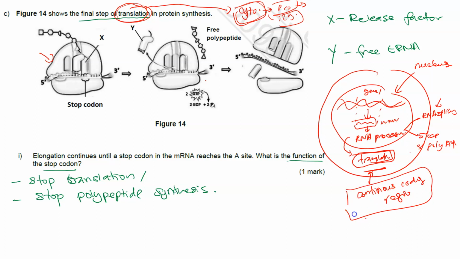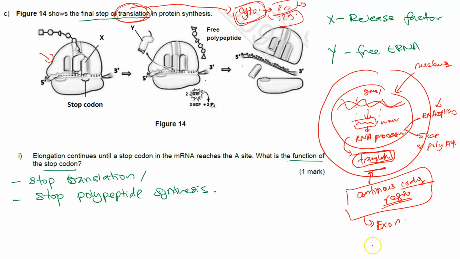Continuous coding region, apa istilah dia kita panggil dia? Kita ada istilah dia. Exon. Okay. So, good attempt and thank you. Okay, so exon.